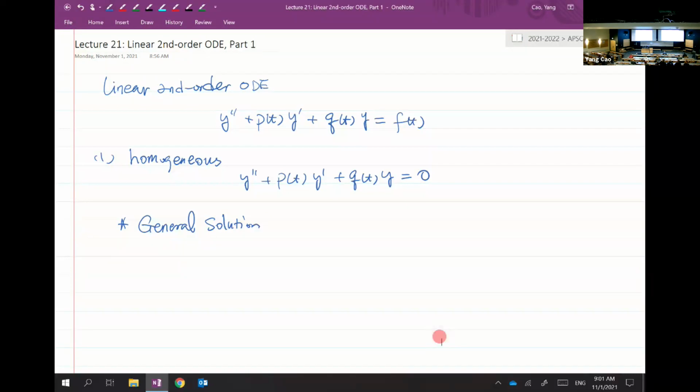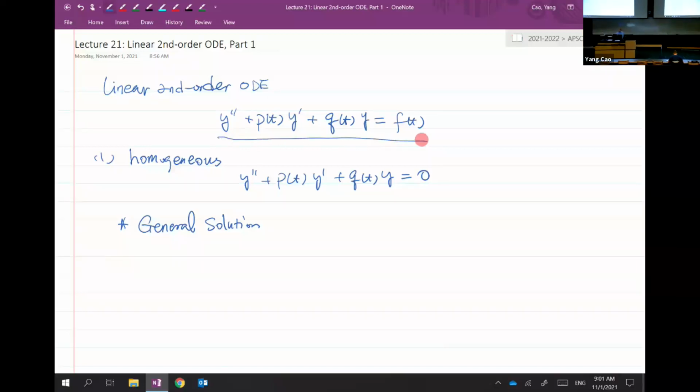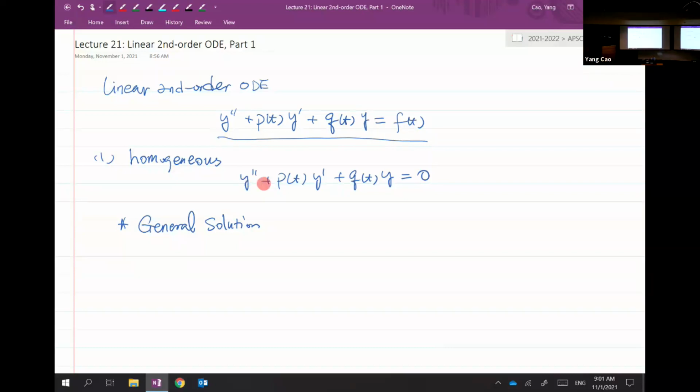So we started with the general format of a second order ODE, and we said we're going to deal with linear second order ODEs. So this is basically a linear format. First, what we're going to look at is the homogeneous one, which means when f of t equals 0. Let's look at how to solve a homogeneous linear second order ODE.